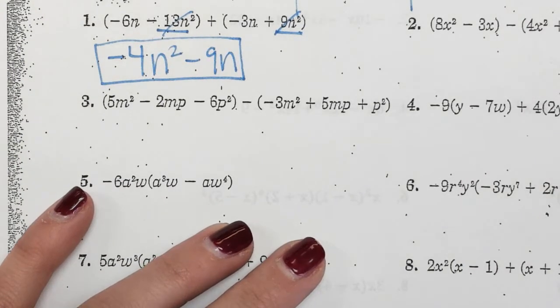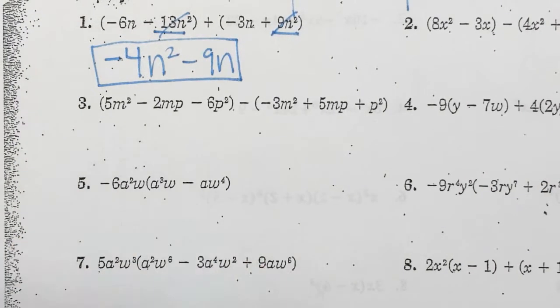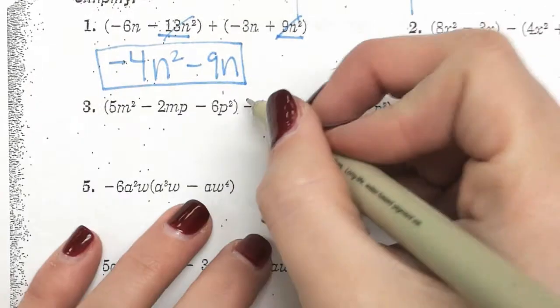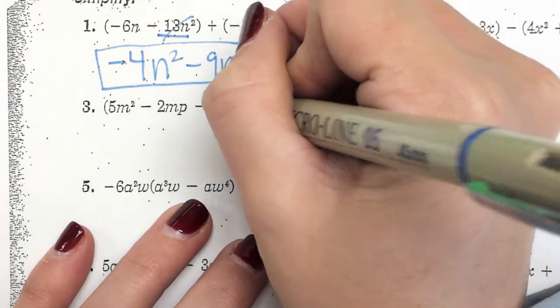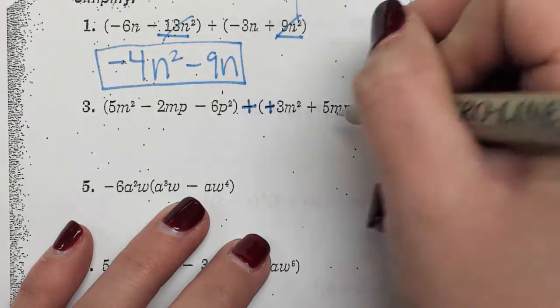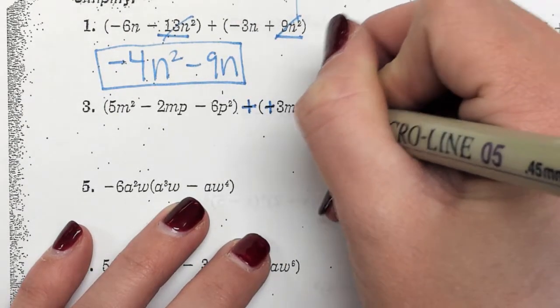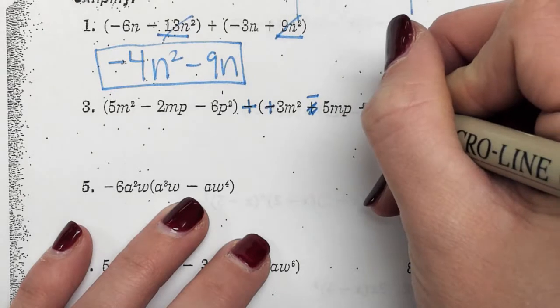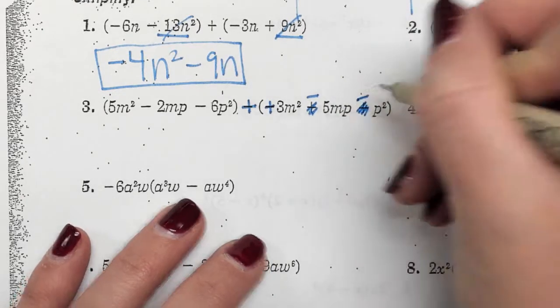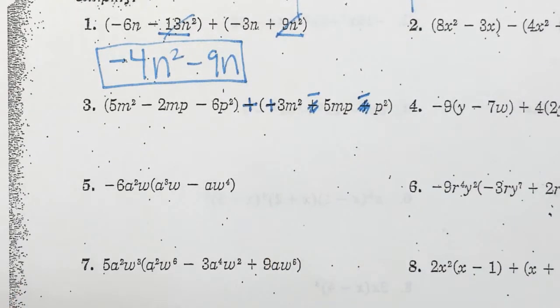On to subtraction. So what did I say about subtraction? Change the signs of what? Yes. So change this to a plus. Change this to a plus. Change this to a what? Minus. And change this to a minus. Now it's just like adding, combining like terms.